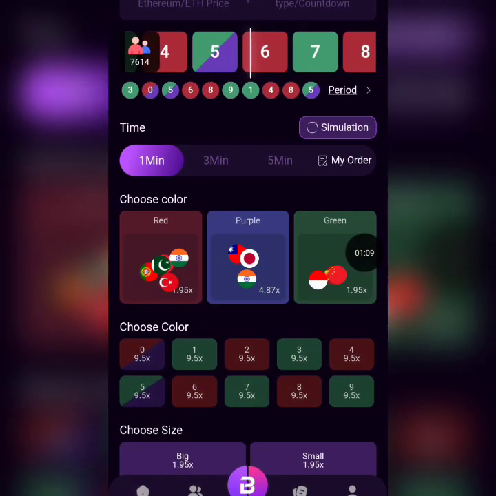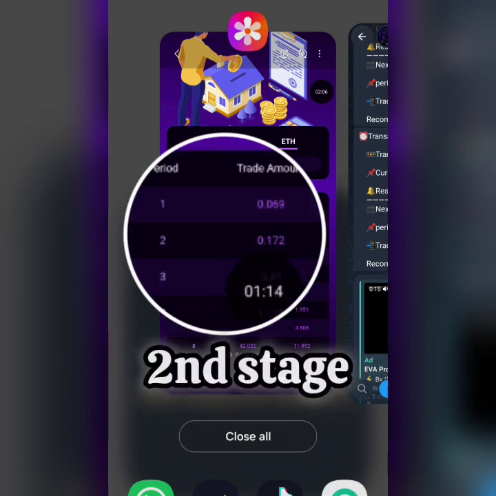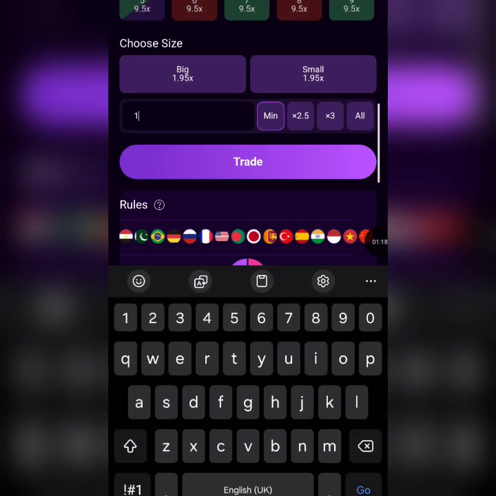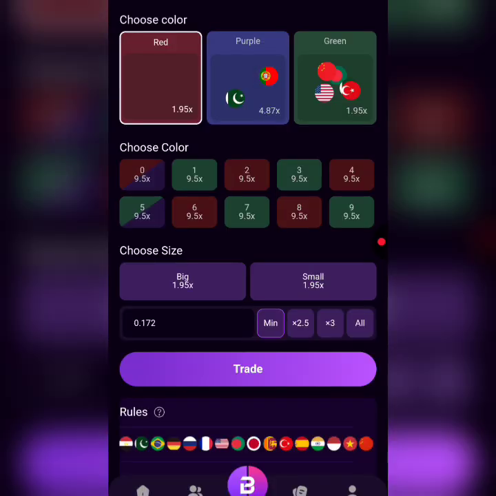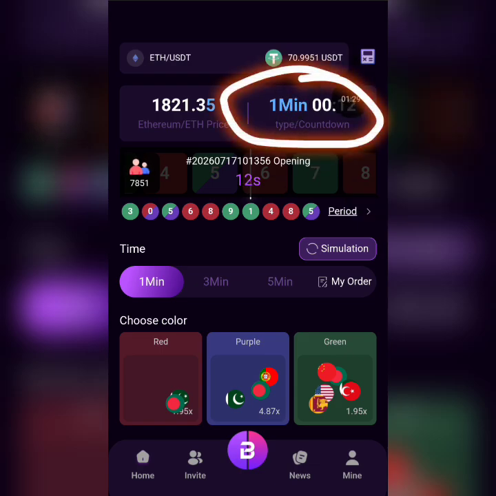So I'm going to come here now, I'll click on red, but this time around, according to my calculator, I'm going with 0.172. Okay, so I'm going to come here now and input 0.172 and I'm going to trade. Okay, and it says purchase success.